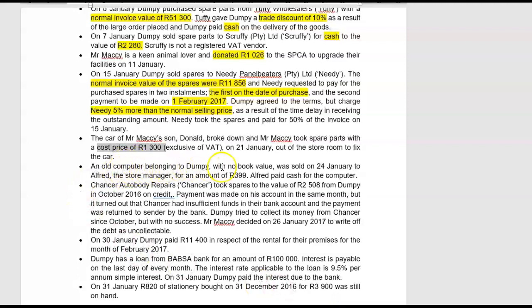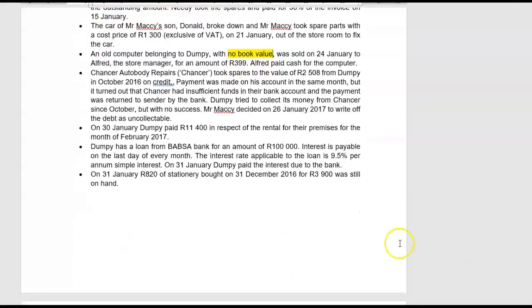An old computer belonging to Dumpy with no book value. So no book value, it means it was in the books for zero. Now whilst I'm talking about that, at school they teach you this silly rule that you cannot write off an asset to zero. Guys, of course you can. The only requirement is that that asset must still appear in your asset register, but also at a zero value. So don't come with that rubbish of 1 Rand to me, it doesn't work. You can write it down to zero as long as that item still appears in your asset register.